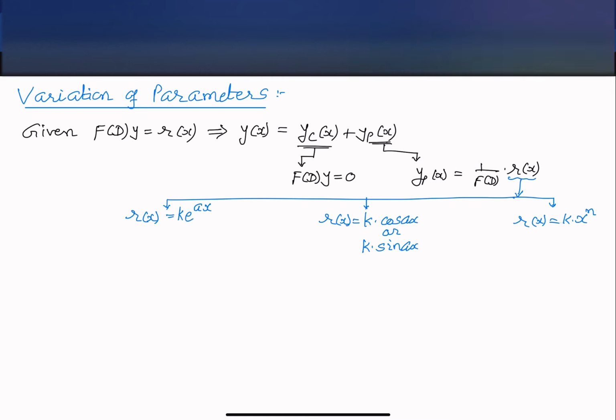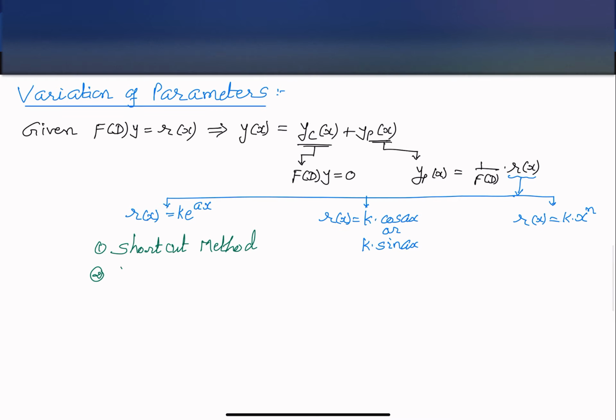And then in these three cases, we have two different methods, right? One is called the shortcut method, and another one is called the undetermined coefficient method. In both of these methods, what is our purpose? Our purpose is only to find yp(x).